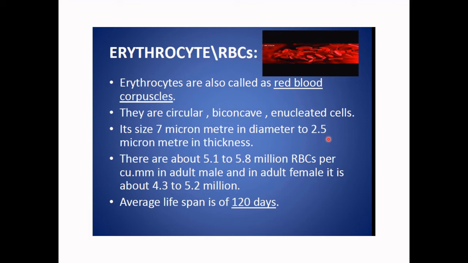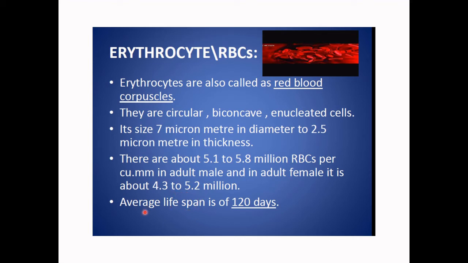The size of the RBC is about 7 micron in diameter and about 2.5 micron in thickness. The small size of RBCs allows these cells to be transported through small veins and capillaries throughout the body. There are about 5.1 to 5.8 million RBCs per cubic mm in an adult male, whereas in an adult female it is about 4.3 to 5.2 million.